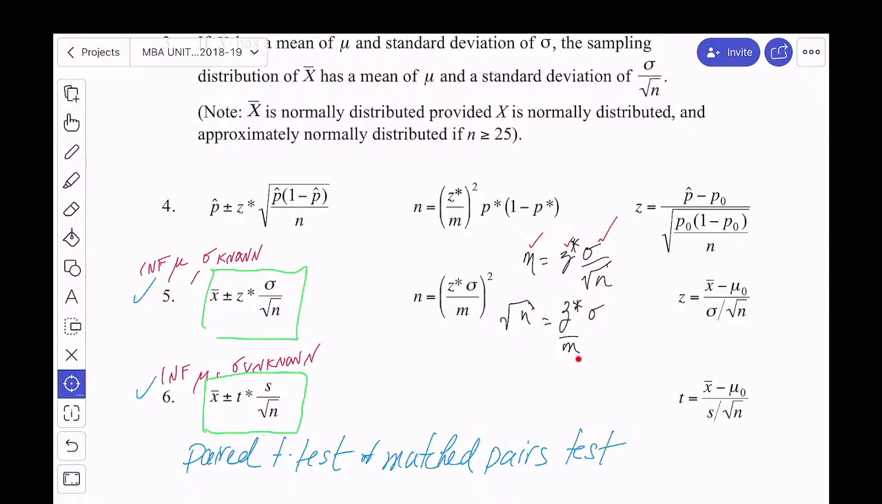n must be the square of this. Okay, so that's where that formula comes from. It comes from setting the margin of error, and then it becomes a denominator value here.